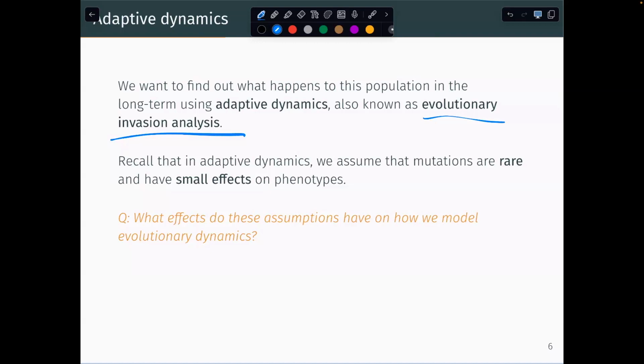And the mutations then have rare and small effects on phenotypes. The mutations are rare, and when they occur, they have a small effect on phenotypes. So can anyone remember from the last lecture, what effects do these assumptions about mutations have on our evolutionary dynamics, or how we model those evolutionary dynamics? I've just said one of them already. So first of all, what does this assumption that mutations are rare have when we're trying to model evolutionary dynamics using adaptive dynamics? Any ideas, anyone?